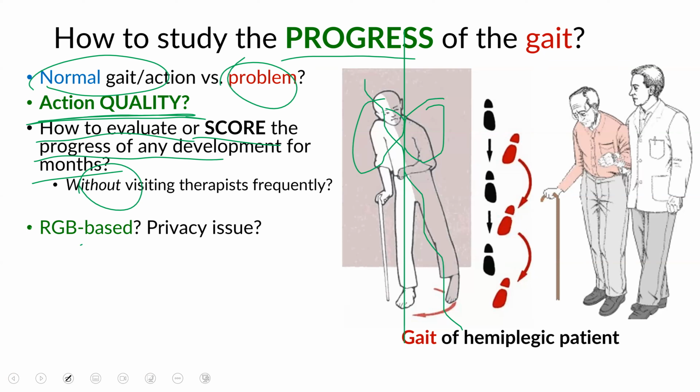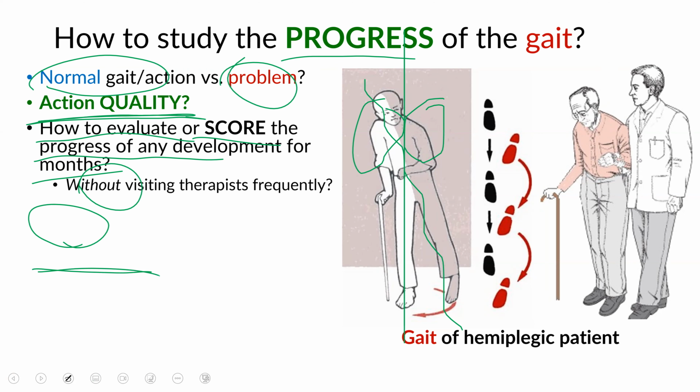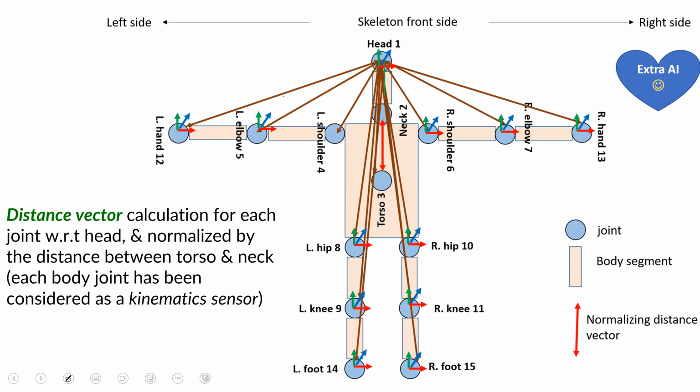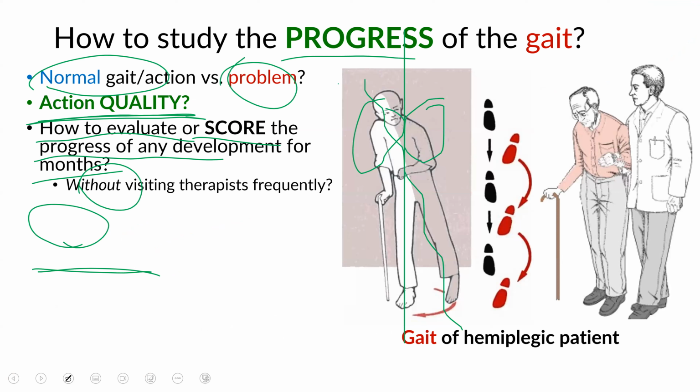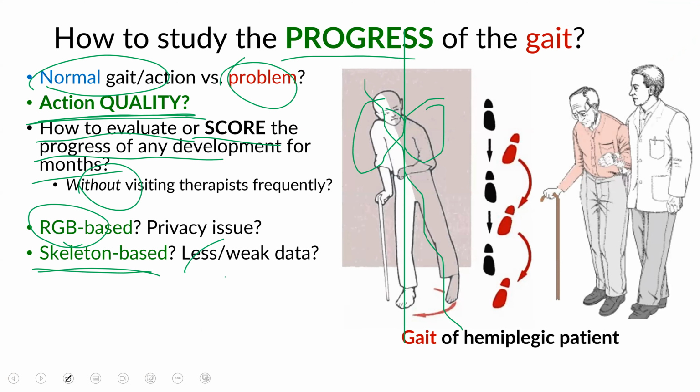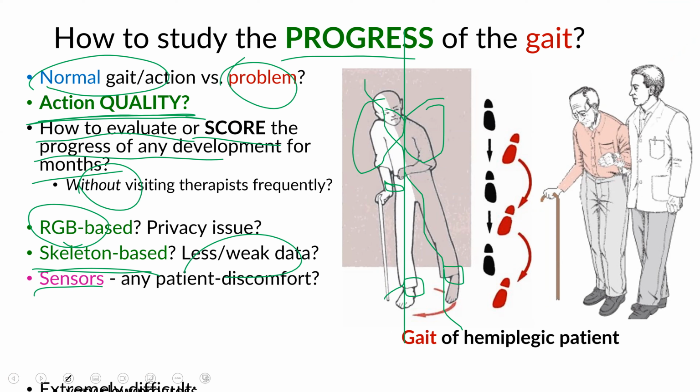It's not easy. With RGB, image based and video based, privacy is a concern, but images have good points: we have plenty of information from which you can understand many things, including pain, facial information, and others. If you consider body joint points, the skeleton, as we have shown above, you have only a few points, and some of the points are not accurate as well. So it's weak data, a small amount of data. If you put some kind of sensors on the body, it is sometimes uncomfortable for the patient. So what to do?